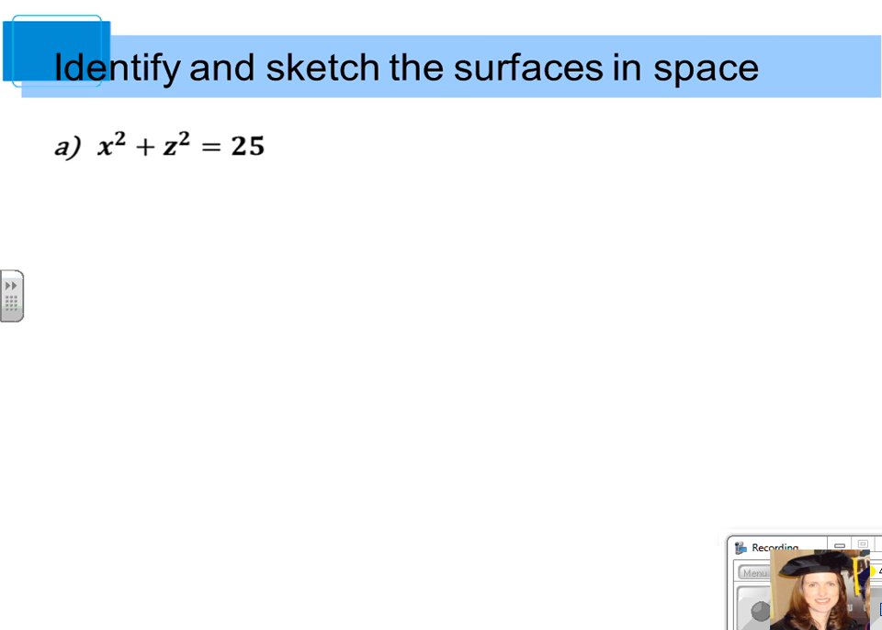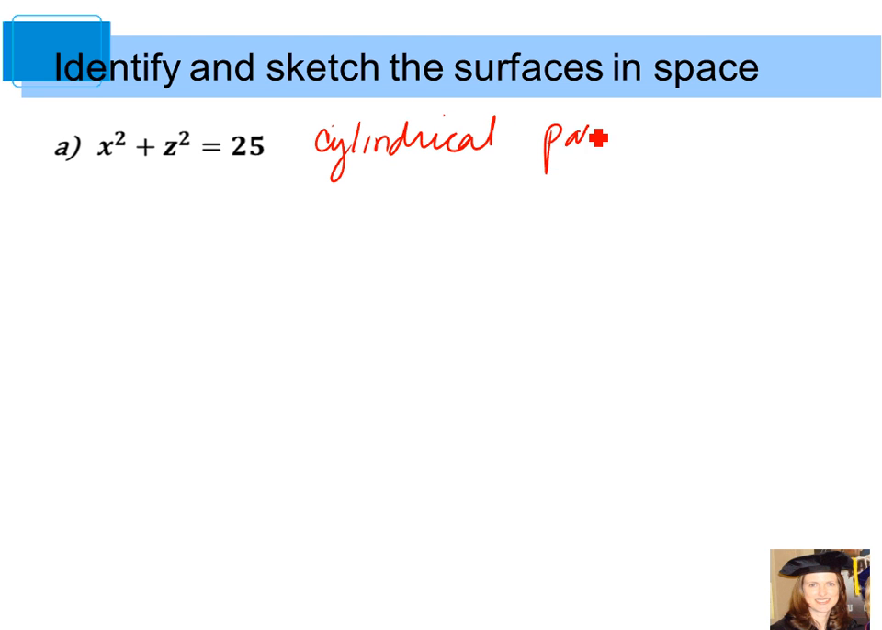In this video, I will show you step by step how you can create these 3D surfaces using the trace method. For this example, we have x squared plus z squared equals 25. Now, because it's missing a y term, we can say that this is a cylindrical surface that is parallel to the y-axis.